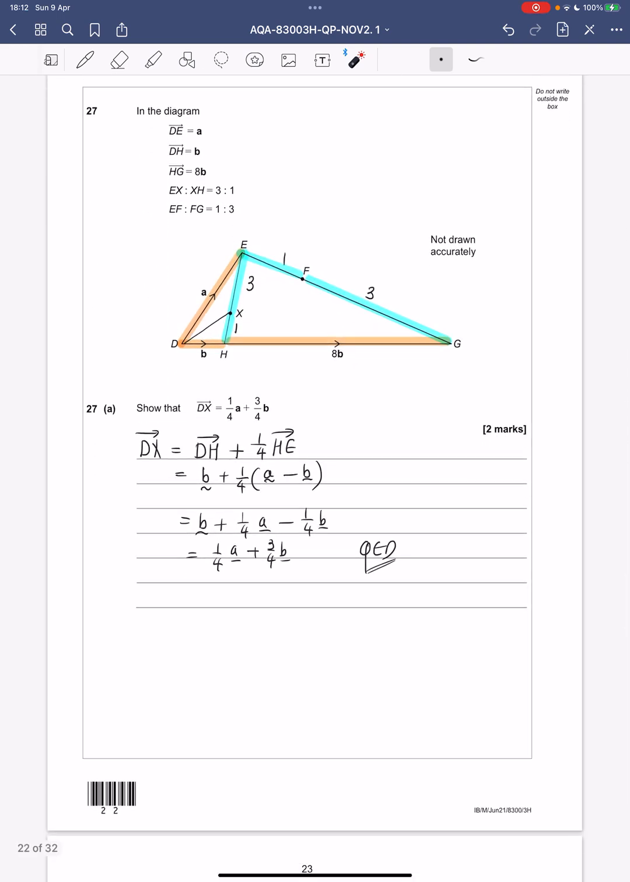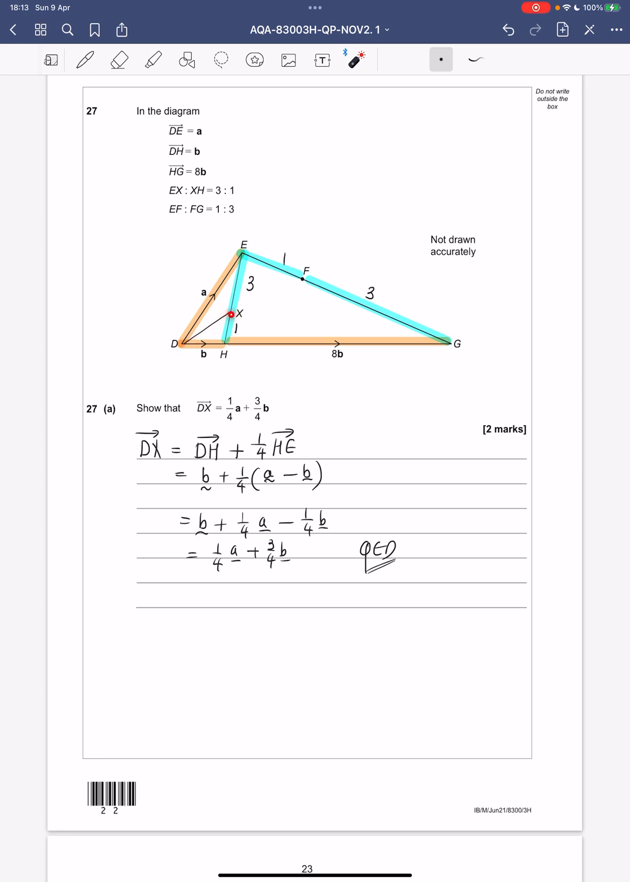27. D to E is A, D to H is B, H to G is 3B. E to X to H is 3 to 1, E to F to G is 1 to 3. Show that DX is a quarter A plus 3 quarters B.